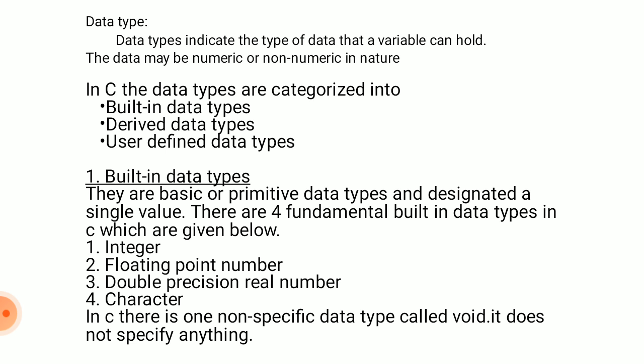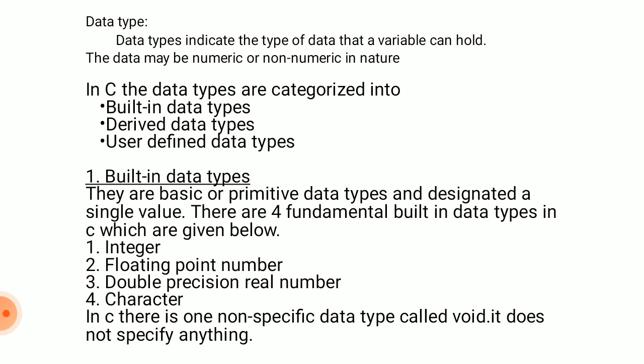So data type indicates the type of data that a variable can hold. Now you may ask, what is a variable? A variable is a quantity which can be changed during the execution of a program. Whatever value you are working with, that value can be changed during execution of a program.